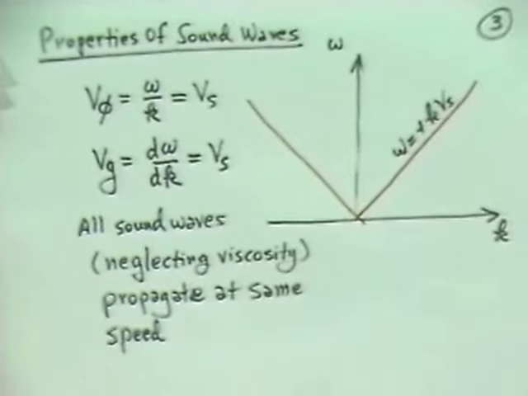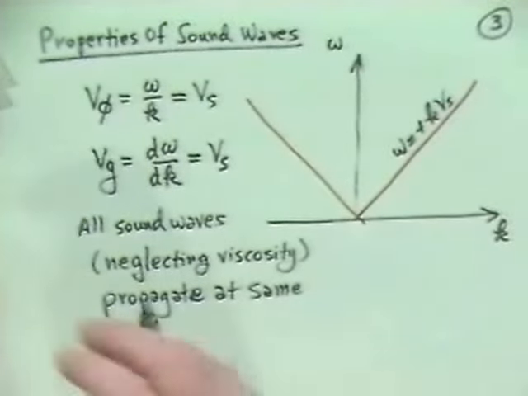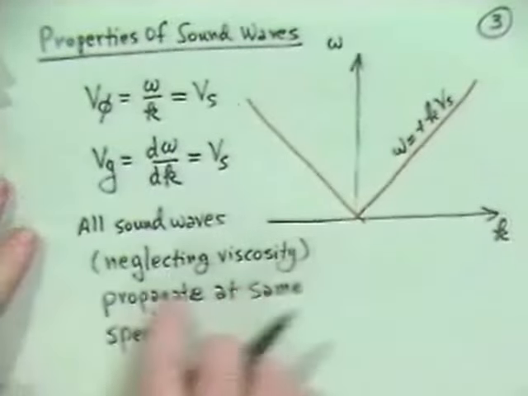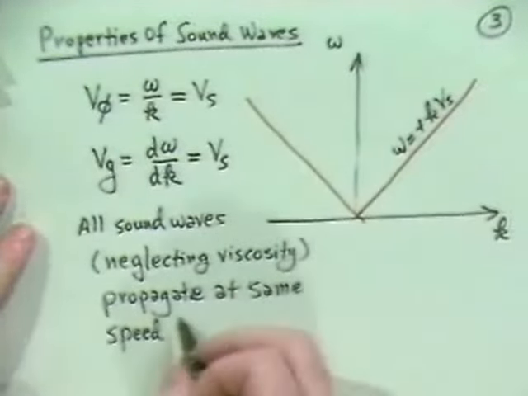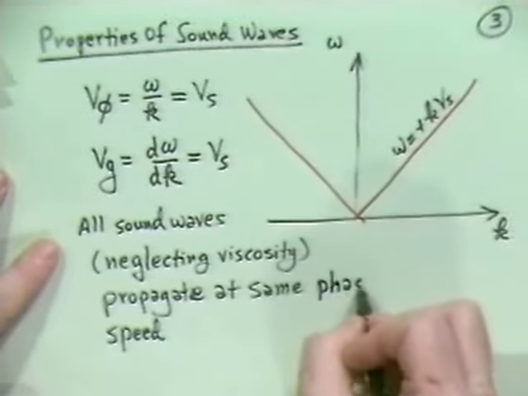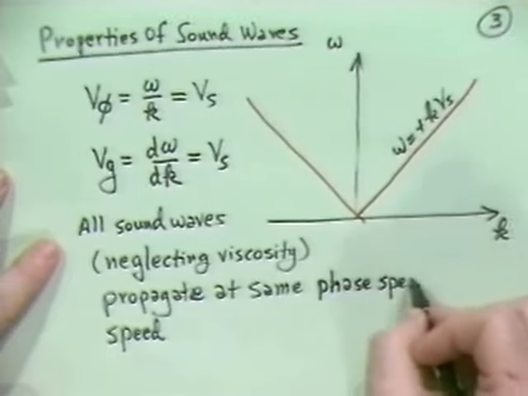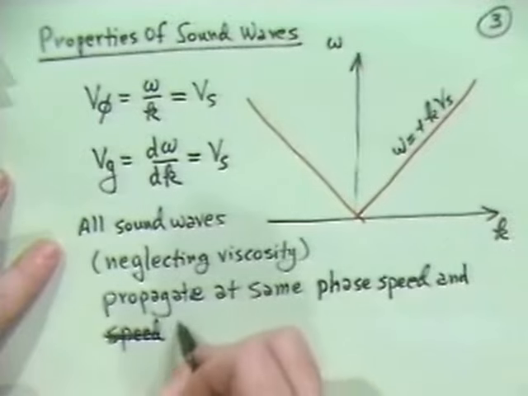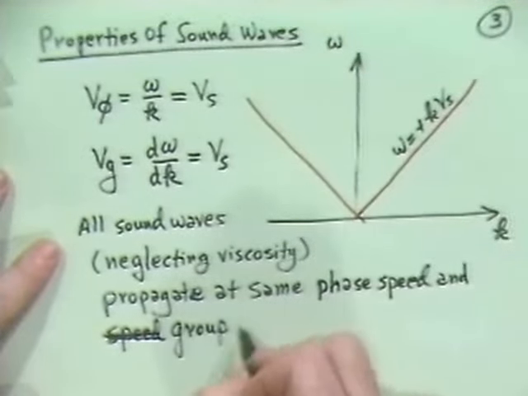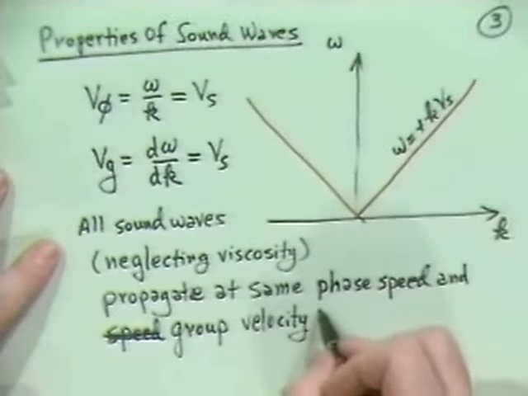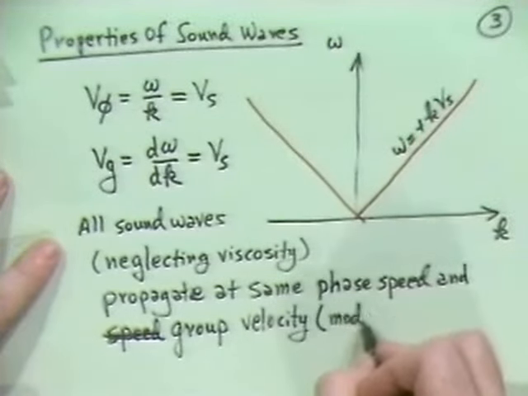Plasmas, however, are different; that happens all over the place. Various waves propagate at various speeds. Neglecting viscosity, sound waves propagate at the same phase speed and group velocity. Remember, group velocity is the rate at which I transmit information, so modulation or information.